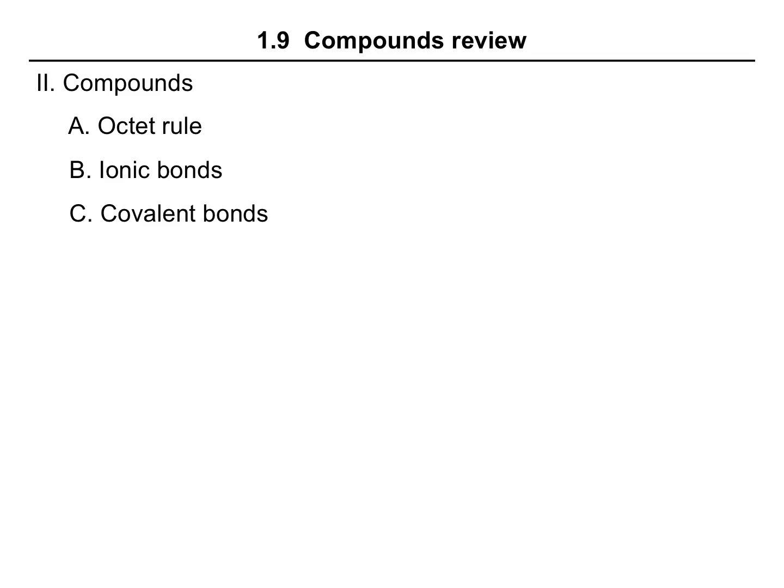In our last video, we recapped some important aspects of atomic structure, and next we're going to review some basic information about compounds. So we're going to talk about the octet rule and ionic bonds, and in the next video, we'll take a look at covalent bonds.